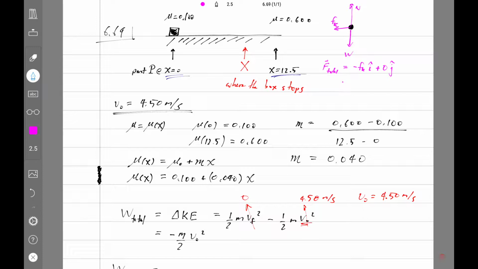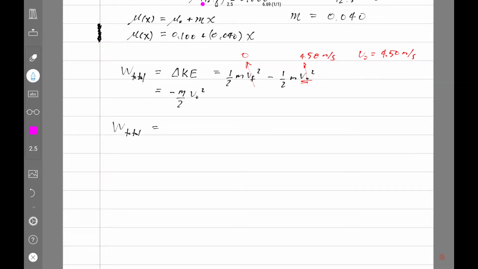However, we know that Fk, the friction force, is always a kinetic coefficient times the normal force. We're just talking about kinetic friction, so I'm going to leave the k off of the mu. So, let's go back down here.